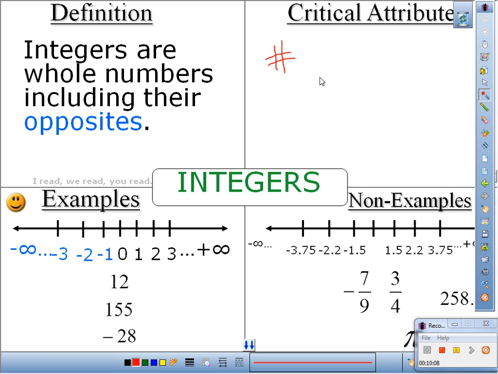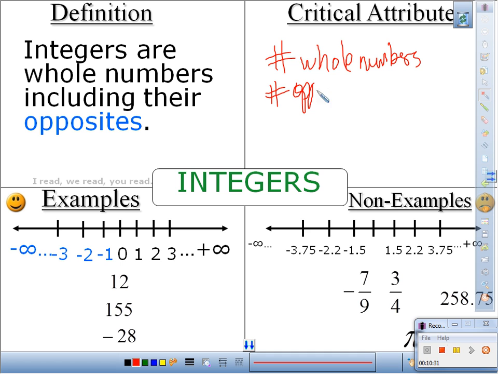Yes. Hashtag what? Whole numbers. Write that down. Whole numbers. What else? Another hashtag. Hashtag what? Yes. Hashtag opposites.